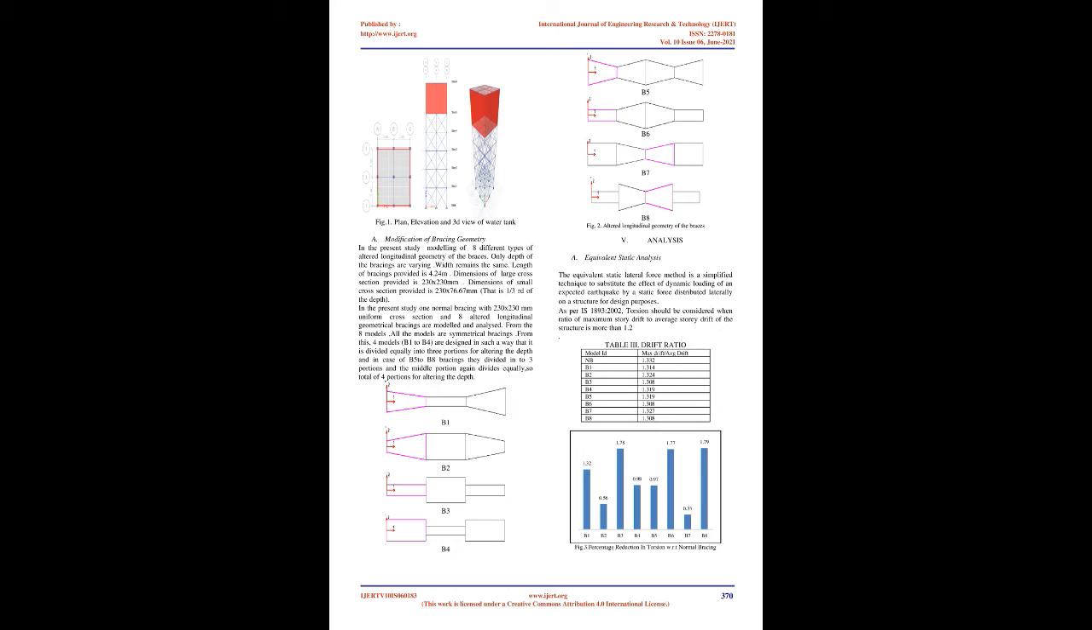For all models the maximum story drift to average story drift is greater than 1.2. Model with normal bracing have maximum torsion. Model B3, B6, and B8 have the maximum reduction in torsion.